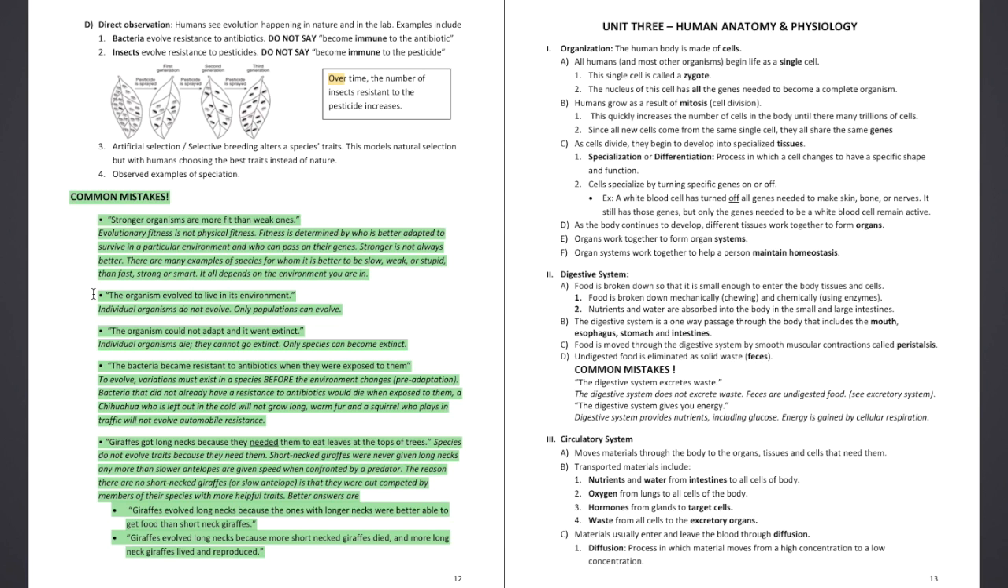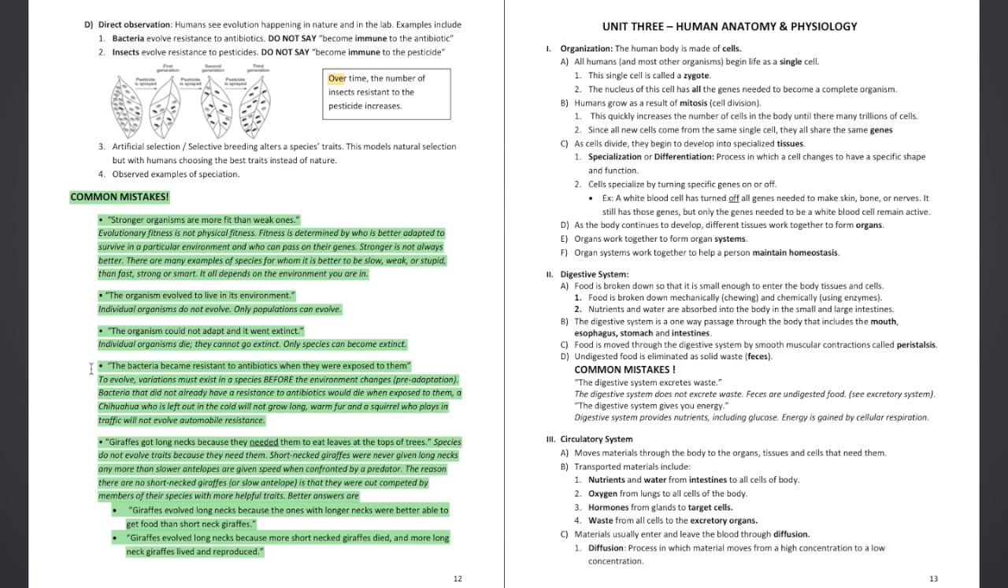The organism evolved to live in its environment. False. Individual organisms do not evolve. Only populations can evolve. The organism could not adapt and it went extinct. False. Individual organisms die. They cannot go extinct. Only species can become extinct.